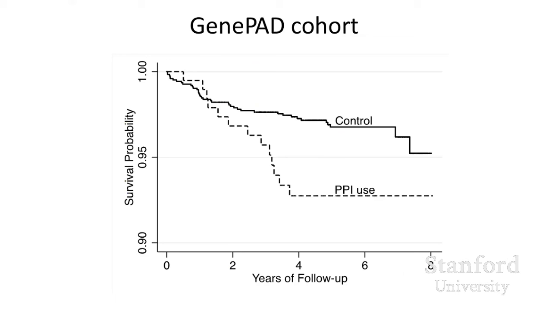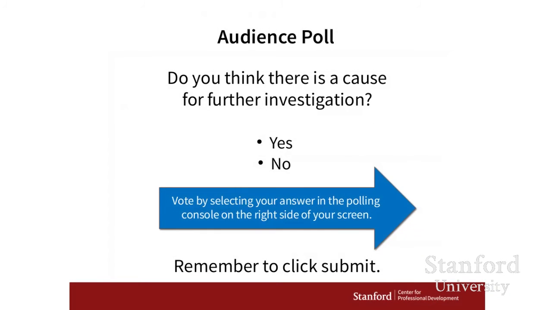And turns out they have a lower 5-year survival. This plot translates to a hazard ratio of about 2. And so this is a third source that is signaling that there may be something going on here. So all of this taken together, do you think there is cause for further investigation?